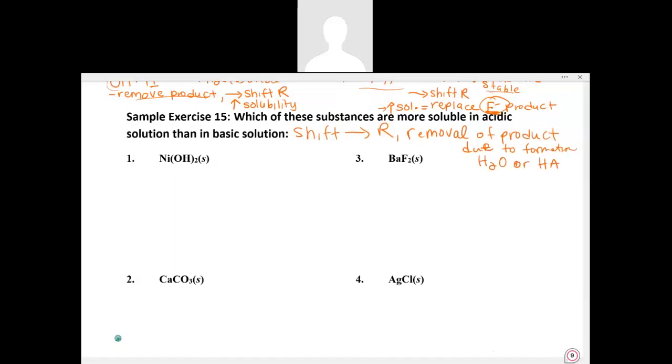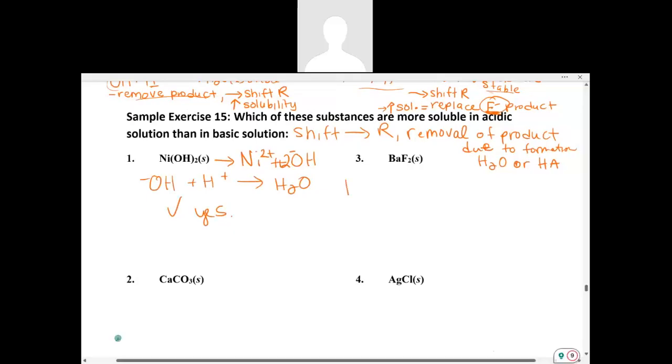So let's see what happens. If we were to dissolve nickel hydroxide in water, we're going to get nickel 2+ ions, and then we'll get 2 hydroxide ions. When this happens, the hydroxide, if we're in acidic conditions, acidic solution, we'll get liquid water, so we'll say yes. This is more soluble in acidic solution.